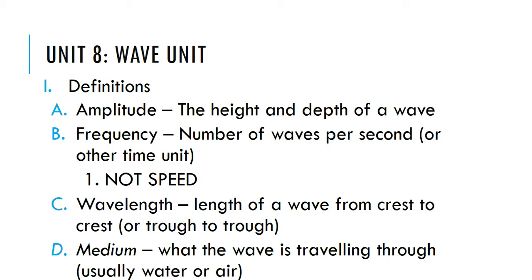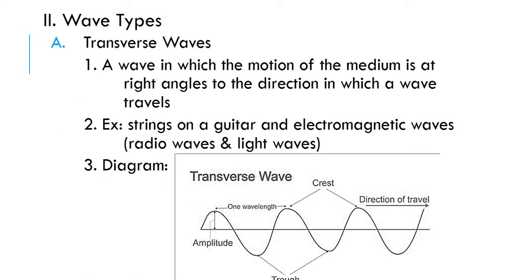A medium is what the wave is traveling through. Most waves go through water or air. Our main type of wave we talked about is a transverse wave. That's when the wave moves in one direction and the stuff that it's traveling through, that medium, is moving at right angles to the direction the wave is moving.